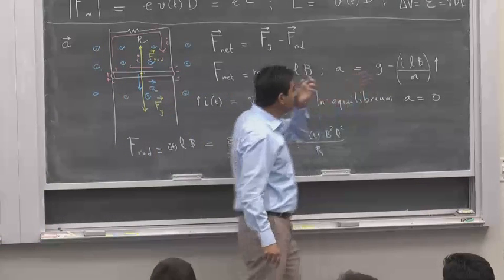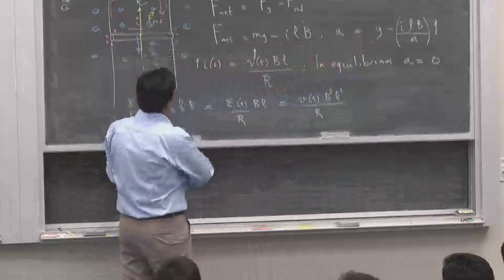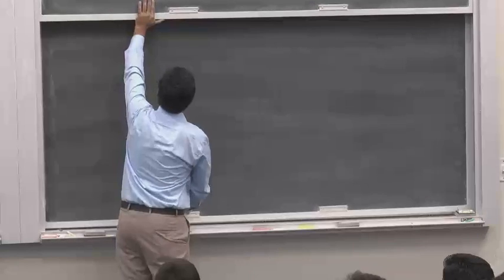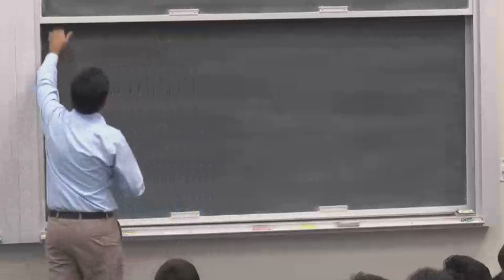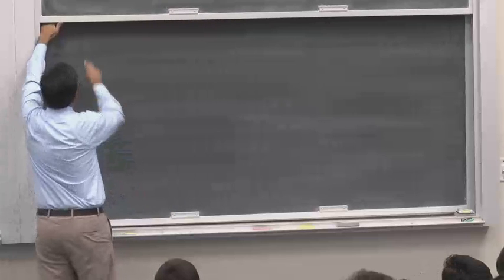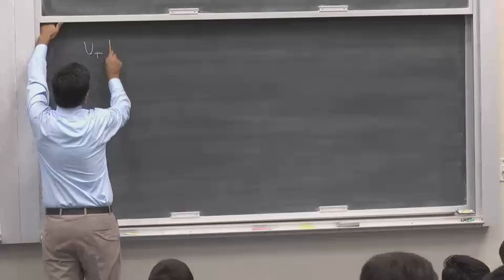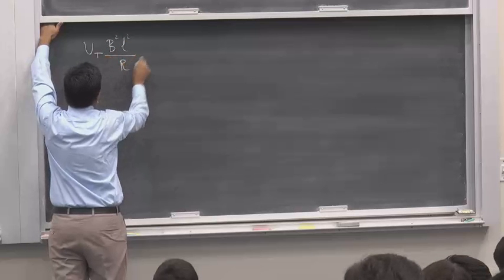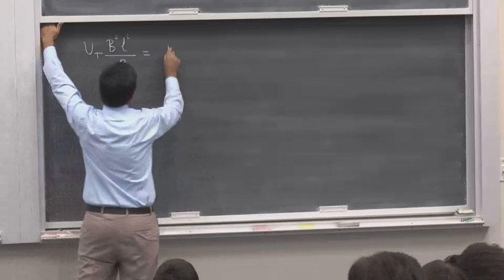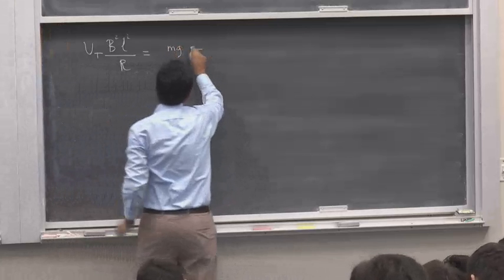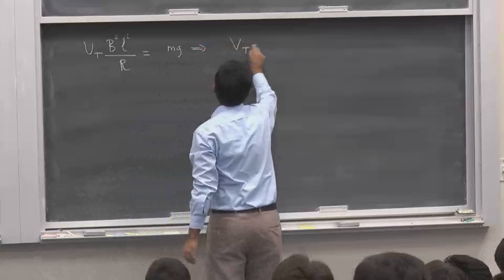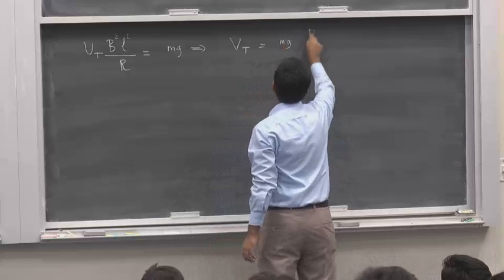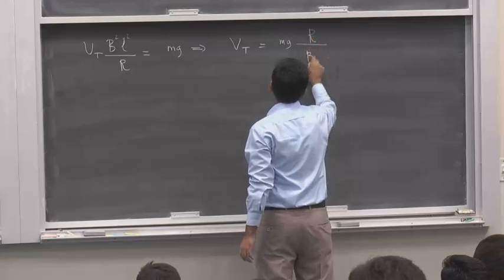If this is zero, then it really means that this force on the rod becomes equal to the weight. So the terminal velocity times B squared L squared over R equals mg. So the terminal speed equals mg R over B squared L squared.